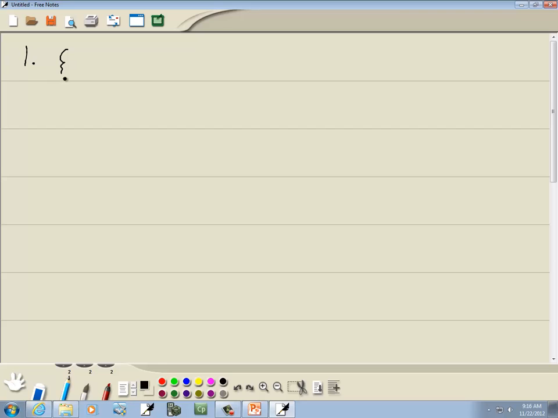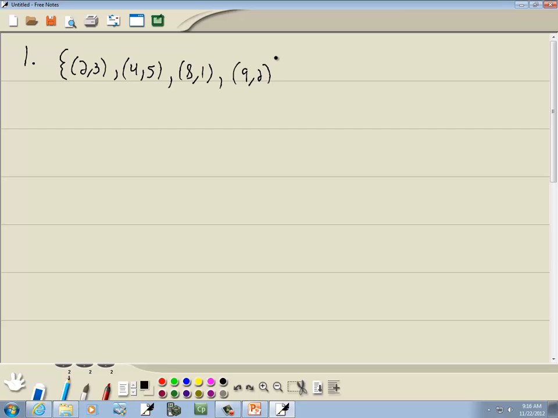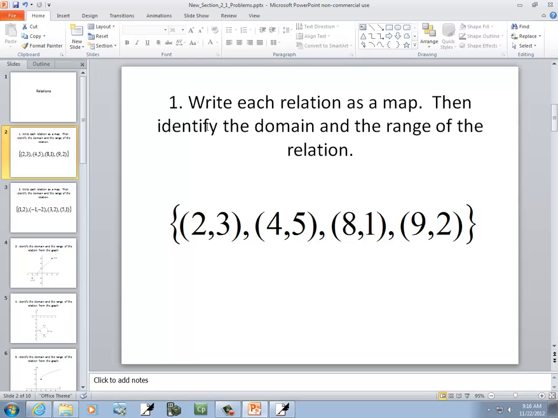And we got the points (2, 3), (4, 5), (8, 1), and (9, 2). And it says write each relation as a map, then identify the domain and range of the relation.